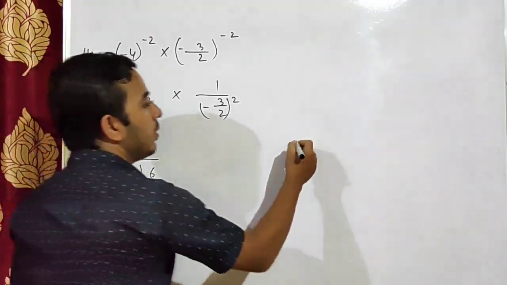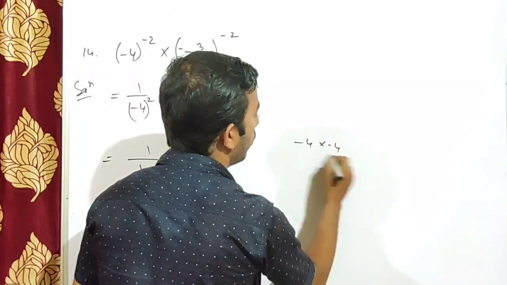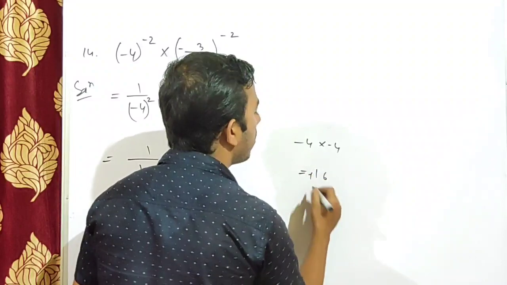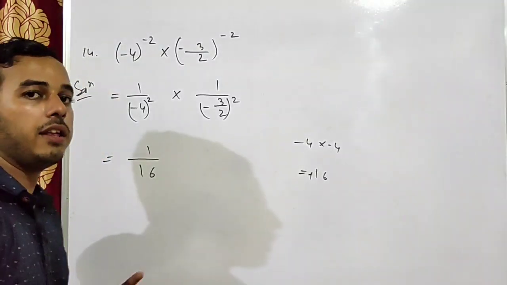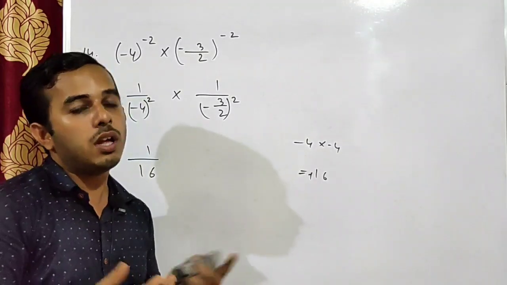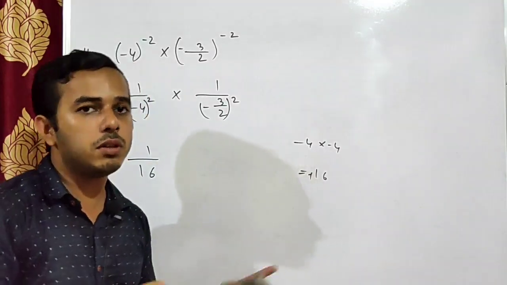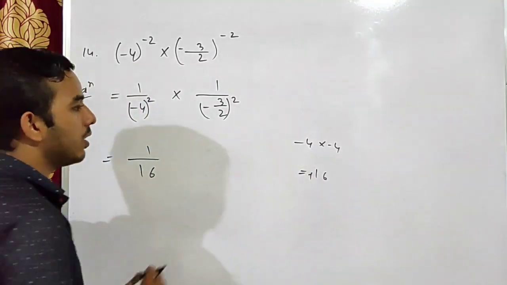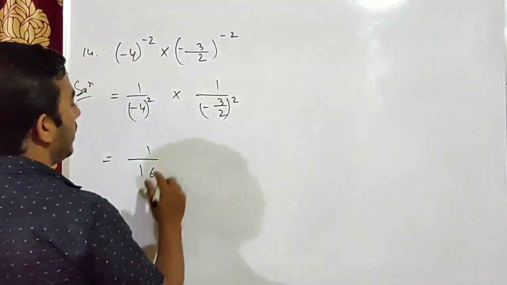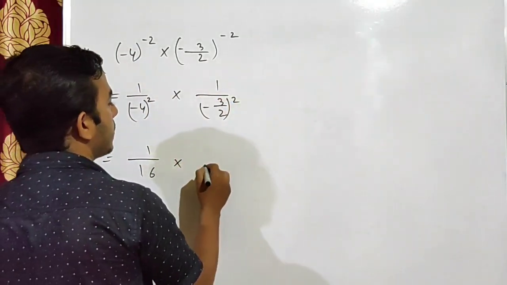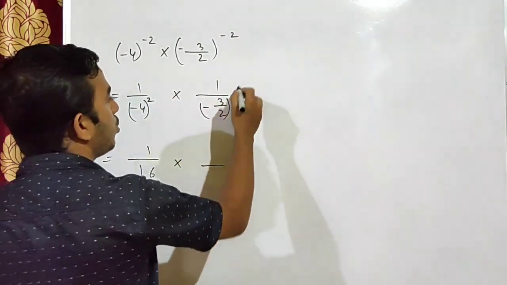Why? Because minus 4 into minus 4 means what? 4 into 4 is 16, minus minus is plus. So this is positive. And if the base is negative and the power is odd, it will be negative. Okay. Then it will go in the reverse process, right? It will be the reciprocal.